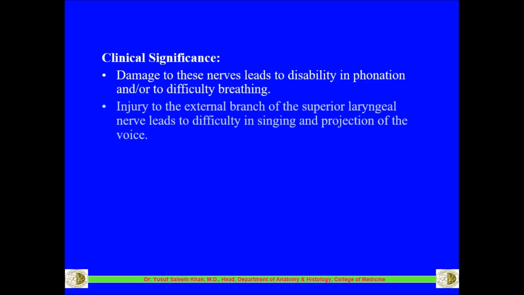Injury to the external branch of the superior laryngeal nerve, the first nerve, leads to difficulty in singing as well as projection of the voice. This is because it supplies one muscle, the cricothyroid muscle, and this muscle is very important in phonation and singing. So that will be disturbed.